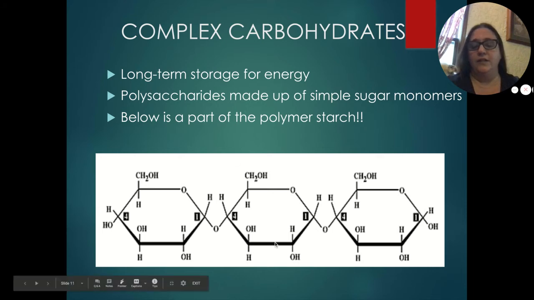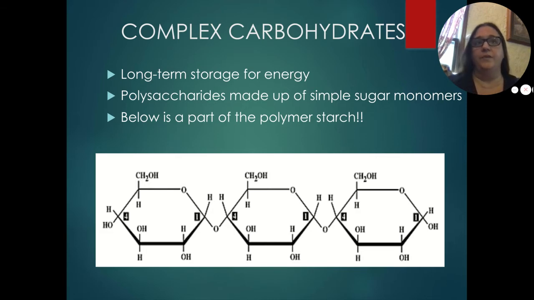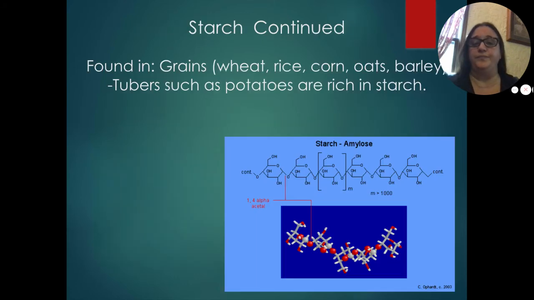This pictured here is a part, just a very small little part of the polymer starch, which you'll find in plants. Animals have glycogen, which is another kind of carbohydrate. So starches are going to be found in things like your grains, your wheat, corn, rice, oats, and barley, and then your potatoes and other tubers. And this is kind of what it looks like, but it's a lot bigger.